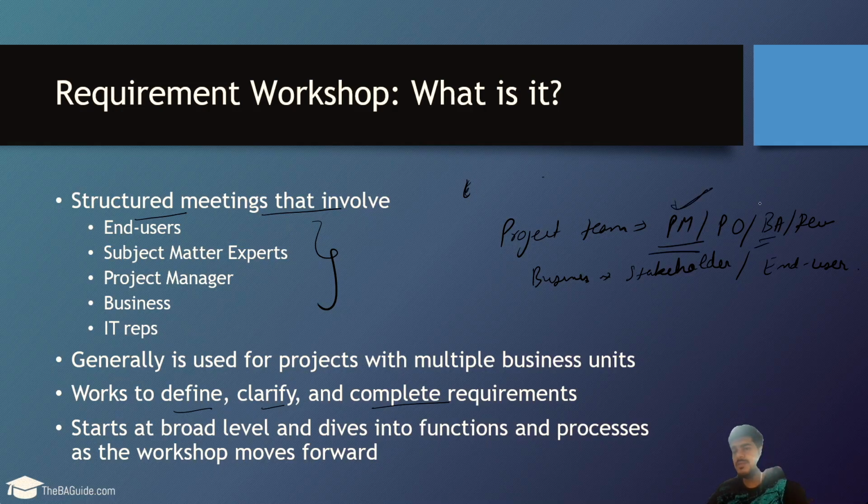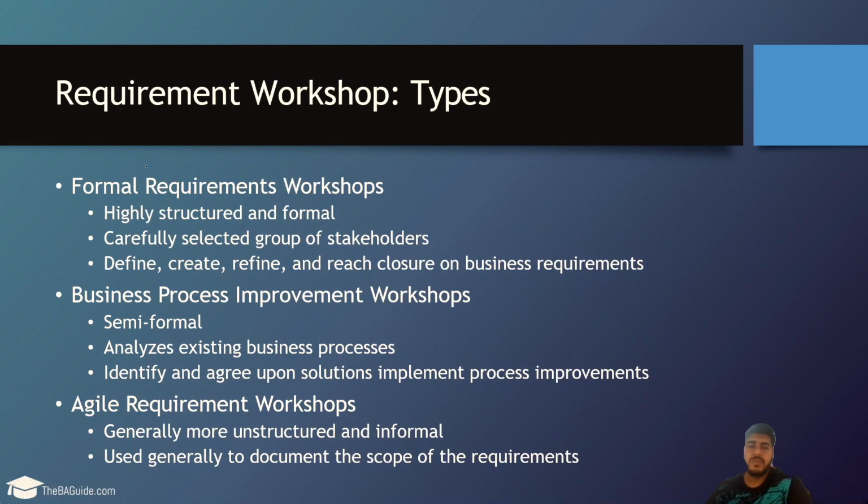The role of the BA is to take the requirements and keep taking notes of whatever conversation is going on, and the role of a PO and a BA is to ask more and more questions to get a better understanding of the application. Workshops could be different. They could be formal workshops, business process improvement workshops, or agile requirement workshops. Nowadays we mostly have agile workshops and business improvement workshops. If there is an ongoing problem, then we have improvement workshops. If it's a new project, we have agile workshops.